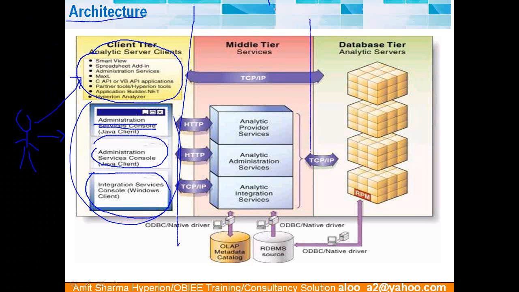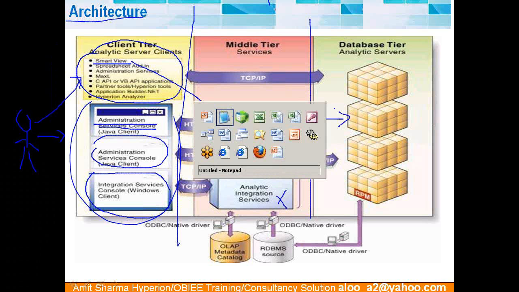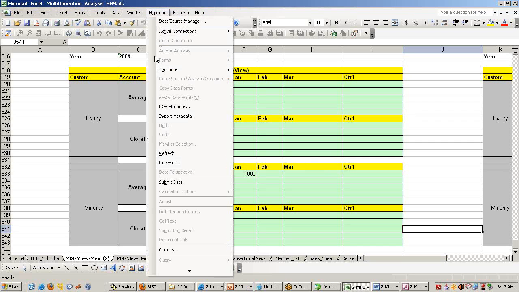Okay, the middle tier: 1, 2, 3. First is called Analytics Provider Services. This middle tier is required to connect an Essbase Cube to Smart View. What is Smart View? This is Smart View, right?